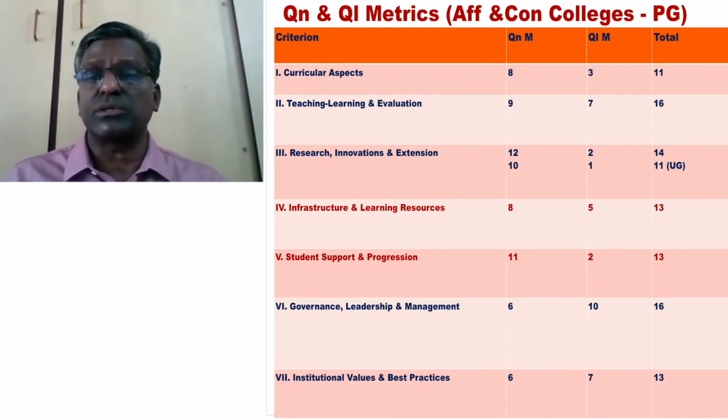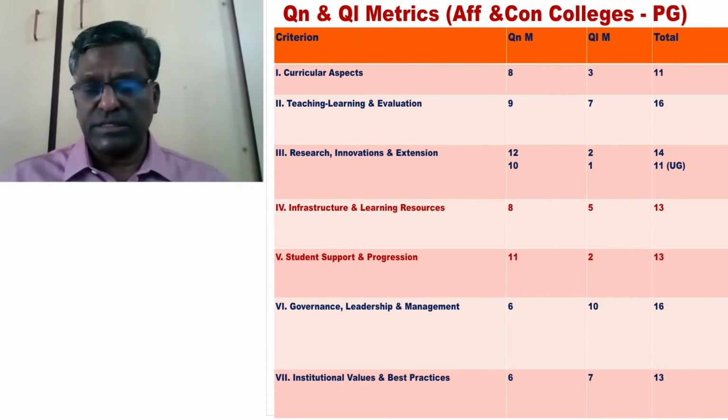Then the last column talks about quantitative plus qualitative with reference to each criterion. So for instance, for the first criterion, curricular aspects, in the case of affiliated and constituent colleges, please look at the top line, which offers both UG and PG programs, 8 quantitative metrics and 3 qualitative metrics. And therefore, with reference to the first criterion, we have a total of 11 metrics, quantitative and qualitative put together. So you can take a look at this slide. This is an important slide.